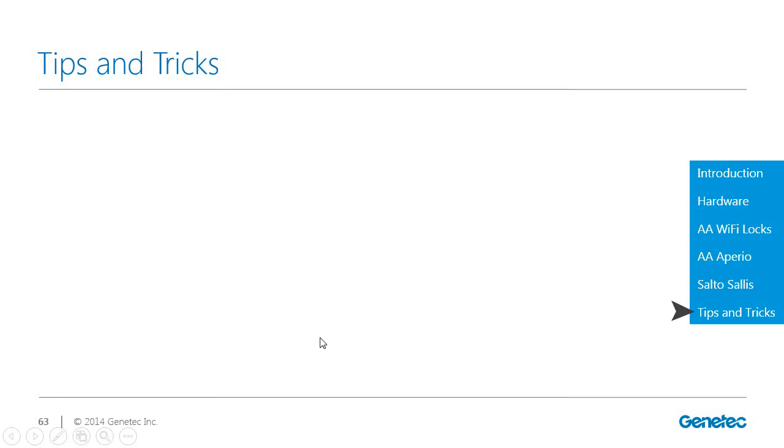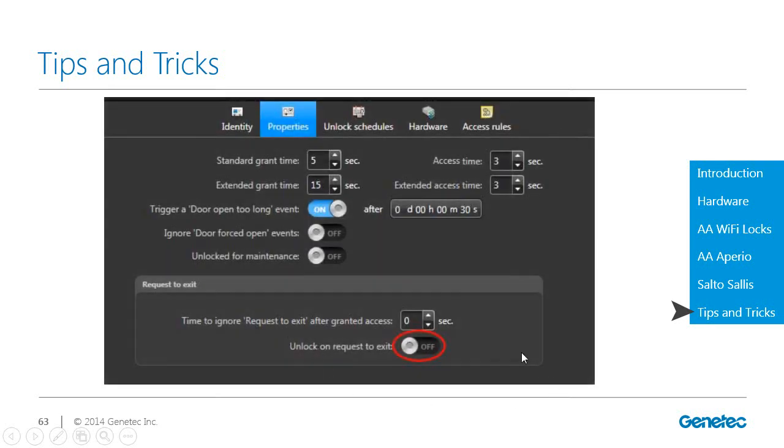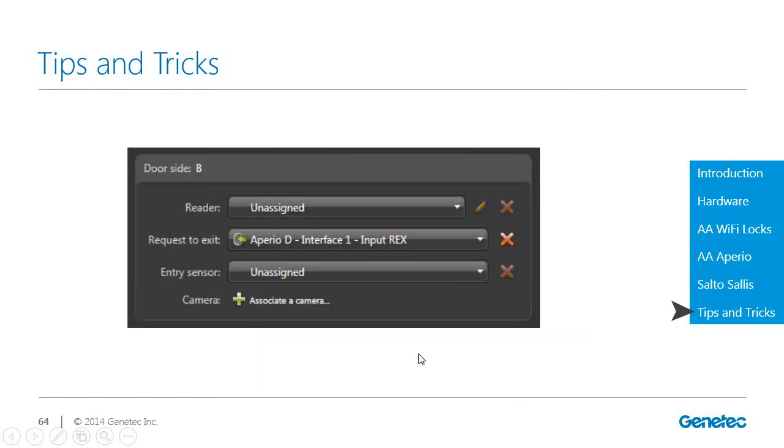One thing I want to point out is how the Aperio locks handle the REX input. The Aperio hardware takes care of controlling the REX, so make sure to turn off the Unlock on Request to Exit option for any doors that are using an Aperio lock. The REX still needs to be configured on the door side as the input REX here, but you don't need to have it actually active as we saw to unlock on request to exit.